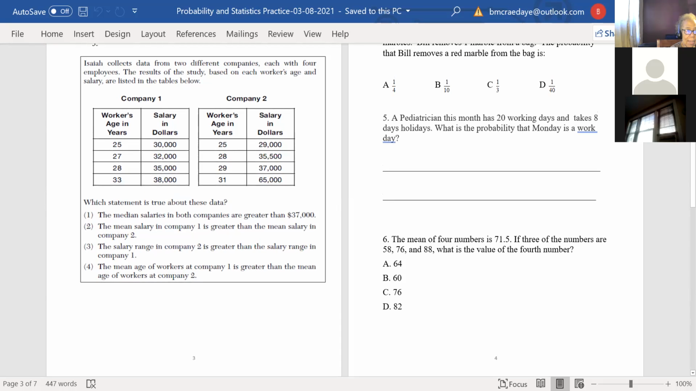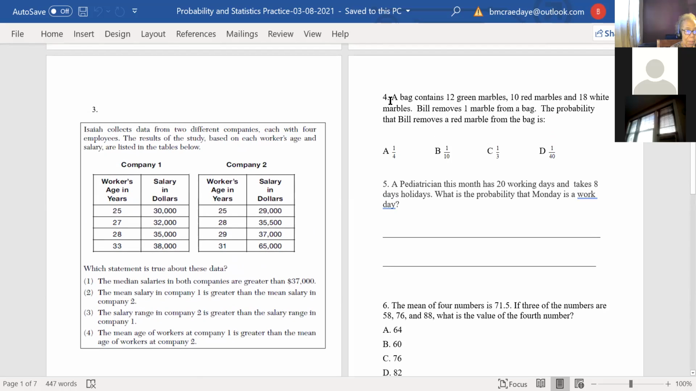Okay, let's look at the next number. And of course, probability. You can do this one. You know how many red. You know how many total. Now, 5, a pediatrician this month has 20 working days, takes 8 days holidays. What is the probability that Monday is a work day? So you got to use your work days, all right? And 20 working days, 8 days of holidays, right? So you got to find out actually the number of days he worked and to find the probability that Monday is a work day. Okay. All right. And 6, mean.